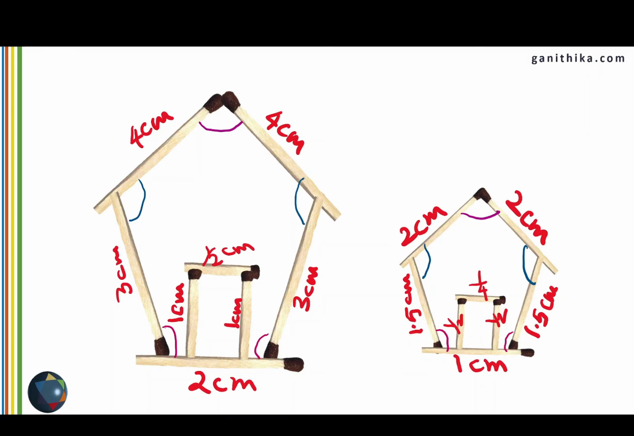In this case, the ratio of the original one to the smaller one is 2 to 1. You can also notice that all the angles in the original picture are the same as the angles in the smaller picture, while the sides are proportional. Therefore, these two figures are similar to each other.